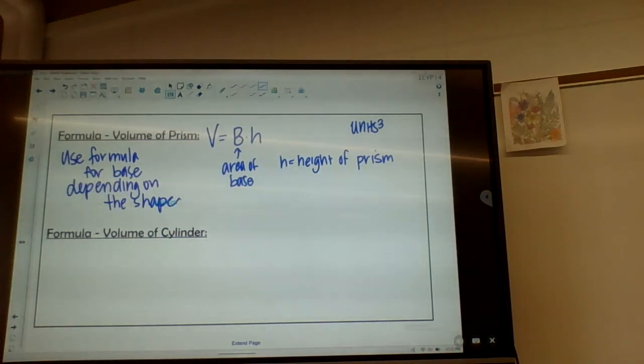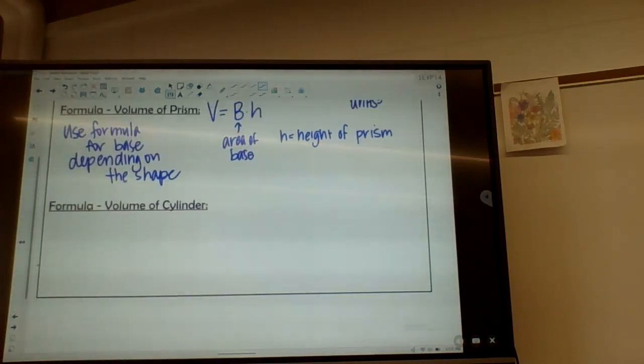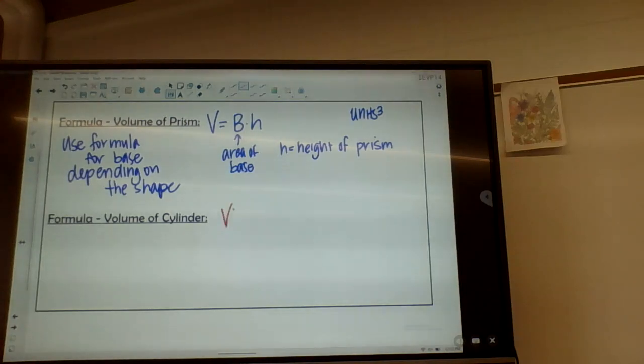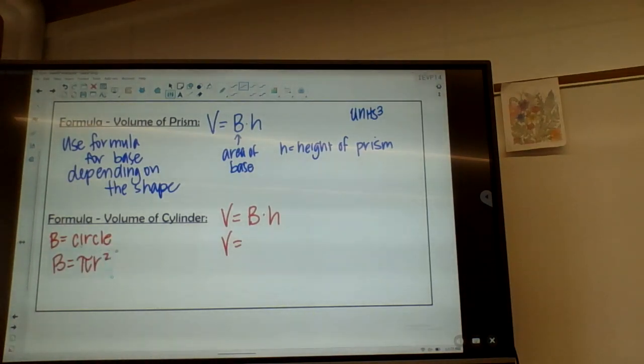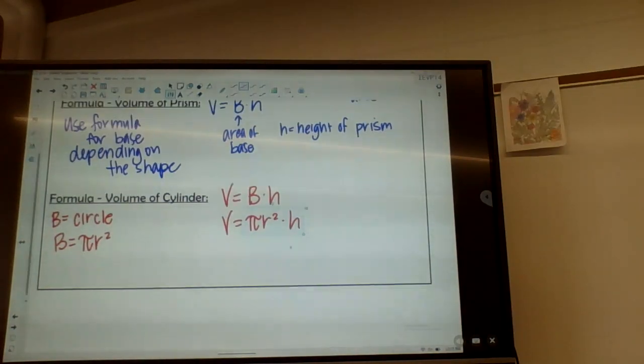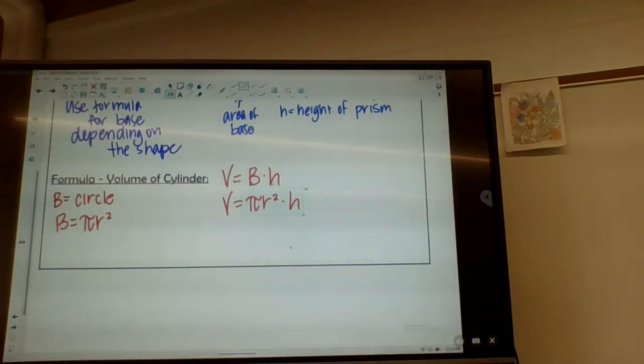Whereas a cylinder is a little more straightforward because for a cylinder, the base is always going to be a circle. So when I say this is my formula, the base is a circle for our cylinder, so we're going to do pi r squared. If you'd rather write the formula this way, that's perfectly fine with me, pi r squared h. Because every cylinder is going to have that same formula. And obviously h is the height of the cylinder, still units cubed.